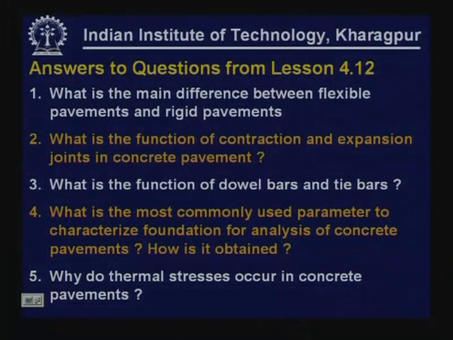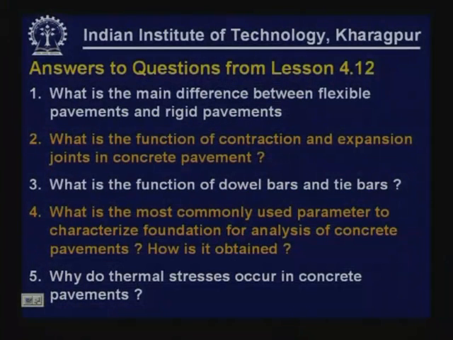What is the most commonly used parameter to characterize foundation for analysis of concrete pavements? It is the modulus of subgrade reaction, and this can be obtained by conducting a plate load test, applying load incrementally and observing the deflections. The load corresponding to a deflection of 1.25 millimeter is noted. So, the unit pressure corresponding to 1.25 millimeter, pressure divided by 1.25, is the value of K. This can be obtained by conducting a plate load test.